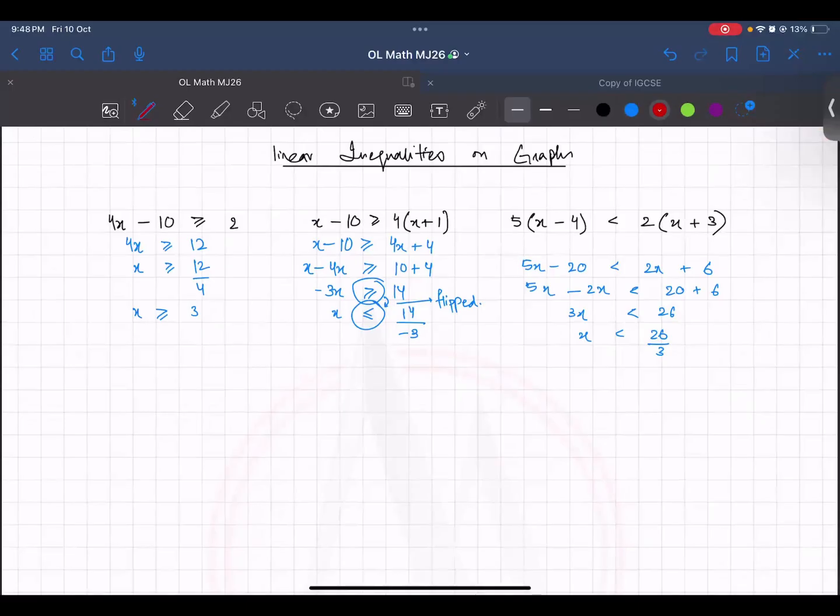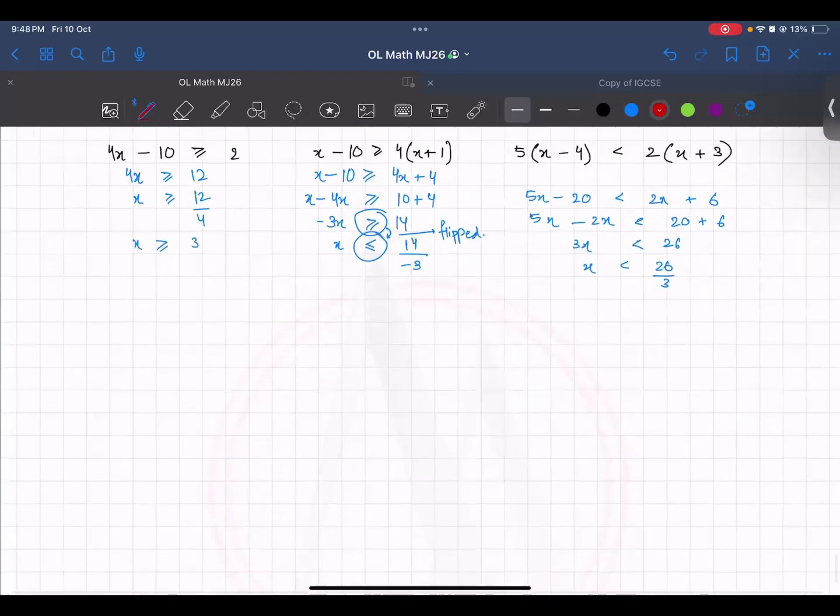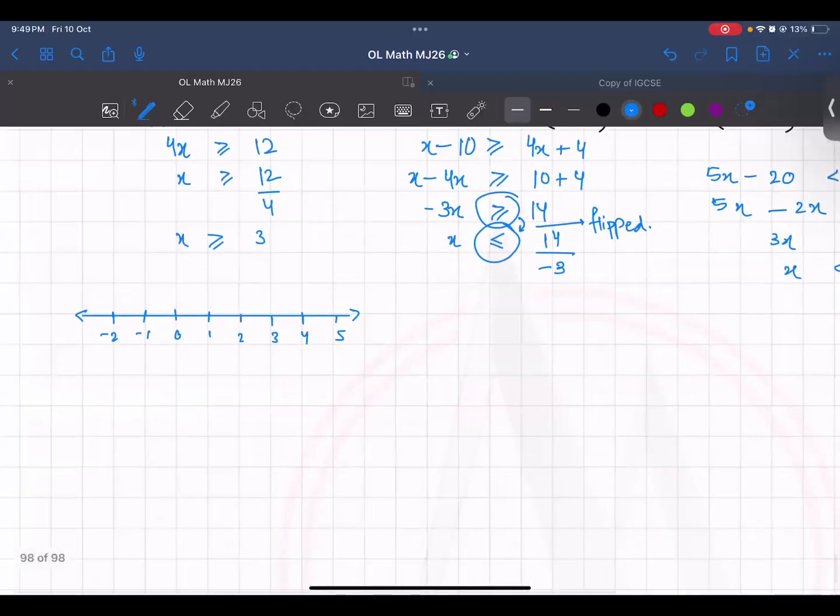Now linear inequalities. Okay, one more thing before this. How to show your solutions on a number line. And I think we did this part as well. So you have a number line, simply like this. This is going to the left side as well, to the right side as well, till positive or negative infinity. And if it is greater than or equal to, this means it would be a solid dot, and it is to the right side.